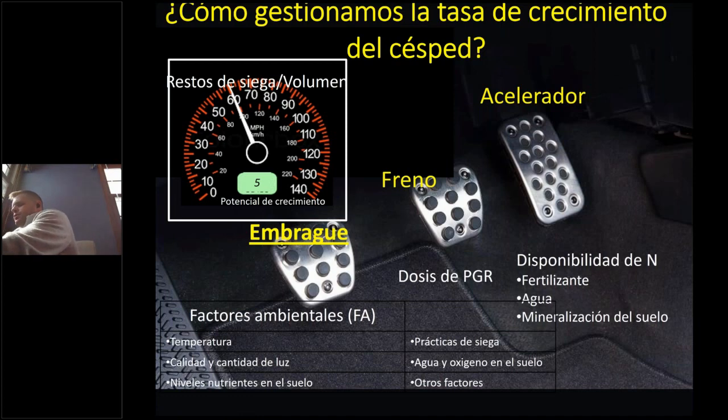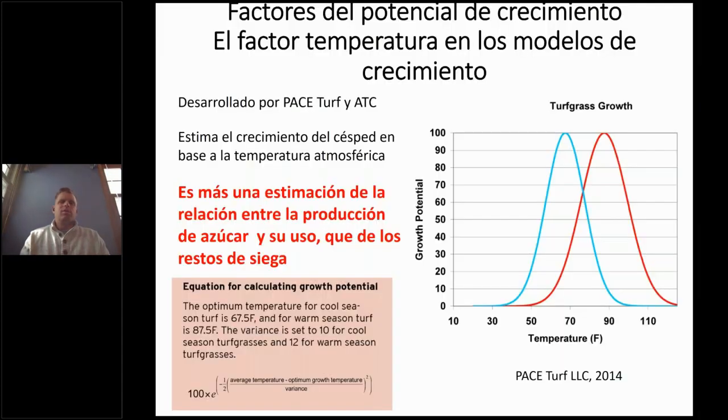All right. So that's the fertilizer, that's the accelerator. But again, when you're figuring out how fast your car is going to go, it's not all about the gas pedal or the accelerator. It's also important to know what gear you're in. And so that's where some of these growth potential models start to come into play. This is a model that was developed by Pace Turf and the Asian Turf Center, Micah Woods.